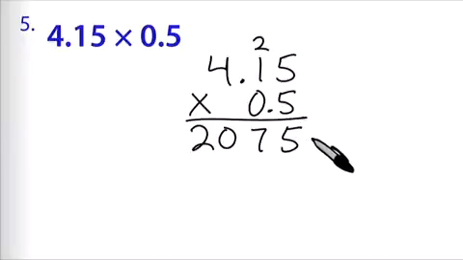But what we do need to do is fix the fact that we're pretending that these decimal points aren't here. And to do that, we had moved them 1, 2, 3 spots to the right. So we need to take the decimal point that's here, but we're not seeing, and move it 3 spots to the left, right here. So 4.15 times 0.5 is 2.075.